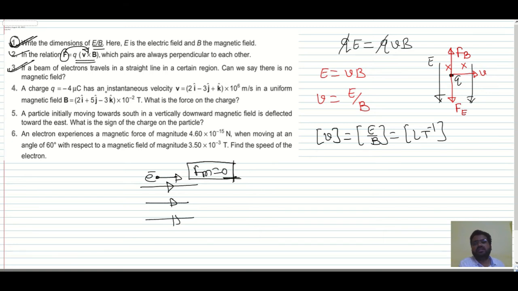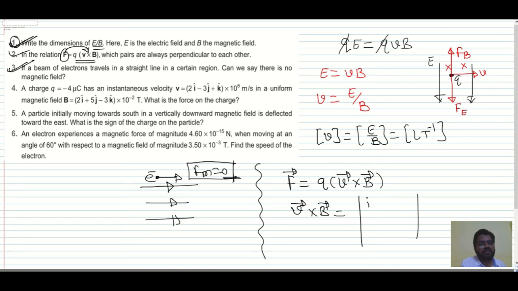Fourth one: a charge Q is given as minus 4 microcoulomb, has an instantaneous velocity given, and a uniform magnetic field. What is the force? So the force on a charge will be Q V bar cross B bar. Firstly we'll calculate V bar cross B bar and put it in the expression. So what is V bar cross B bar and how to calculate that? V bar cross B bar is equal to the determinant with i hat, j hat, k hat. Now the cross product is very simple. 2, minus 3, and 1, and this will be 2, 5, minus 3.